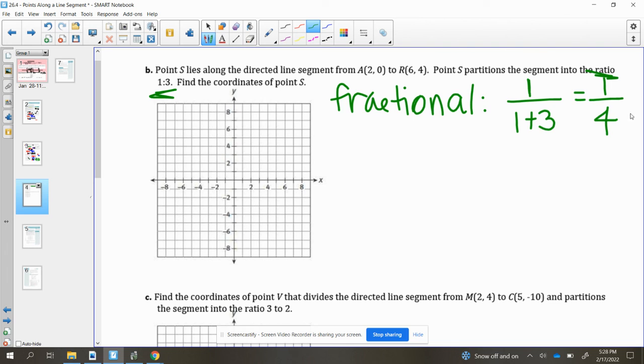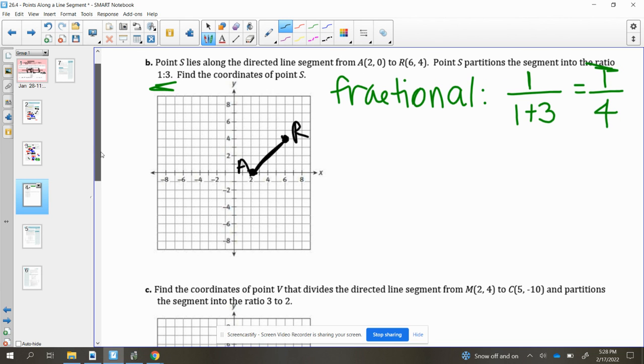So this one's asking you for 1/4 of the location from A to R. I really recommend plotting each time these 2 points. This time A is at (2, 0) and R is at (6, 4), so that you can see, kind of help visualize, okay, where do I think this is going to be closer to? And you know, to double check visually where your final point should be.